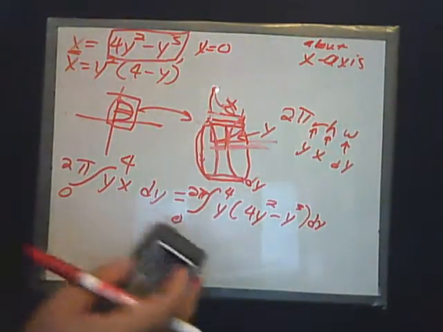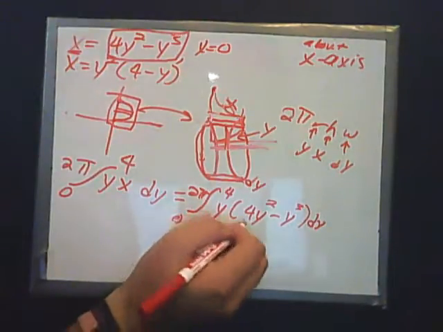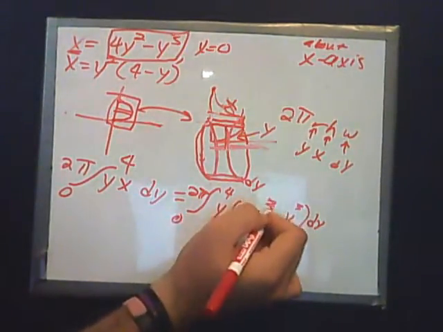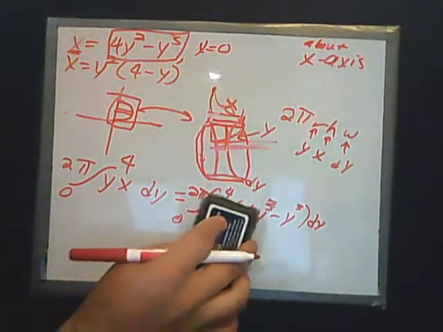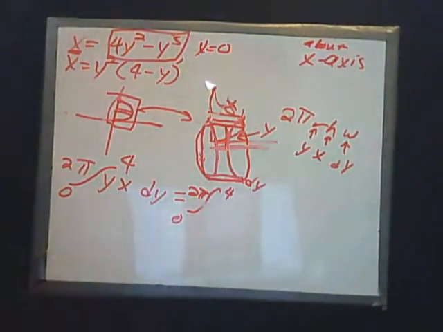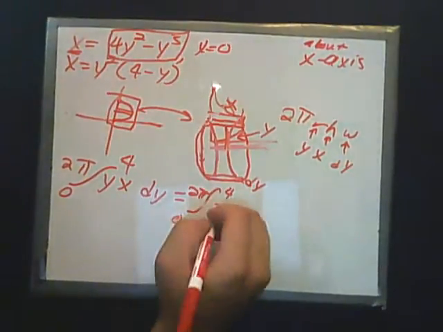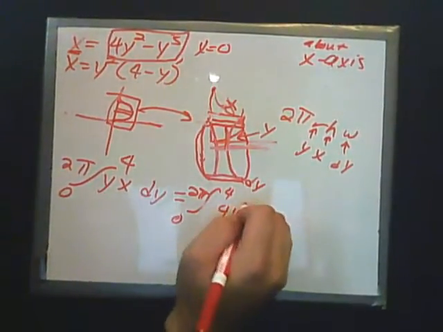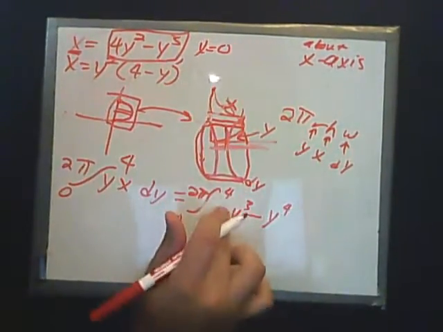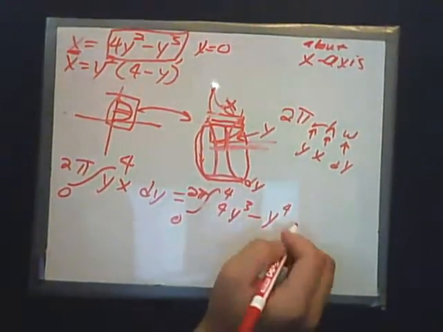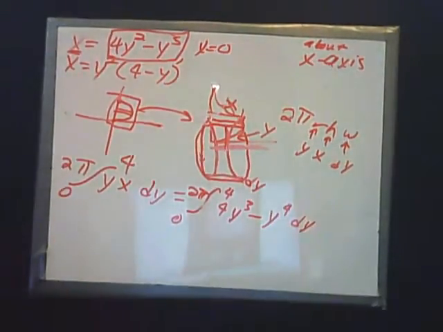So factoring that y in there would make this a y cubed. It would make the y cubed a y to the 4th. So really what we have is 4y cubed minus y to the 4th. And we still have dy out here because we have not integrated yet. Alright, so now we are ready to actually integrate.